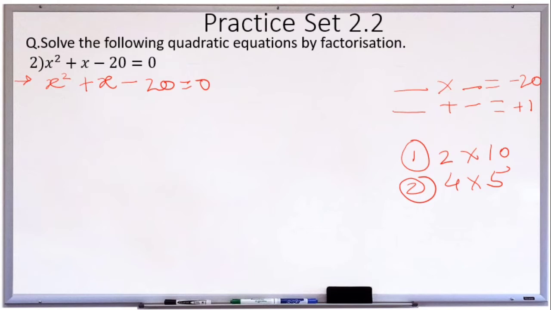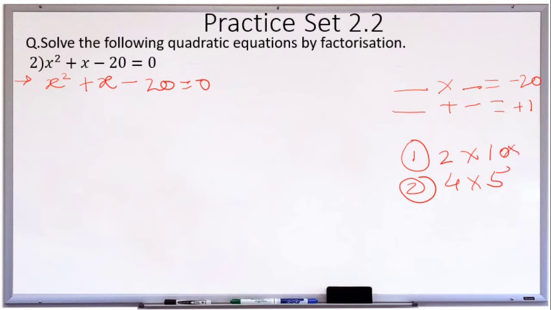So let's try the first one. If I take 2 and 10, then 2 into 10 is 20, but we want minus 20. So if I take a minus, 2 into minus 10, the first condition is satisfied. But what about the second? If I take 2 and minus 10, it will be 2 minus 10, that is minus 8. So the second condition is not satisfied, so we cannot take this pair.